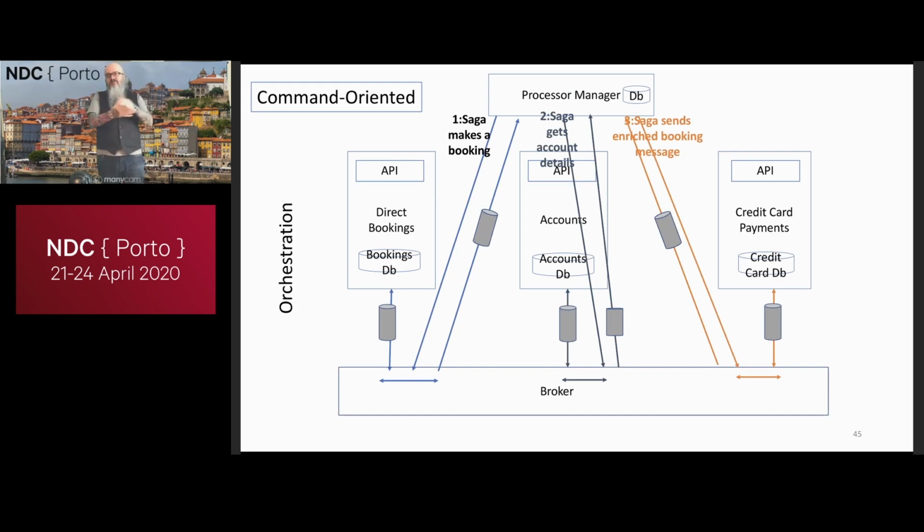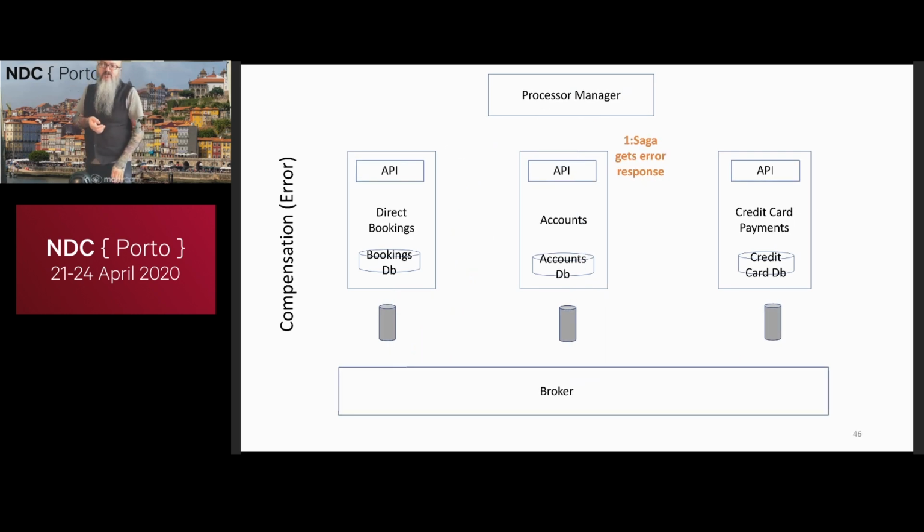What that gives us is a view of the process the whole time. We can always ask the process manager what state it's in. Now, we haven't really got any significant advantages at this point over using choreography, and we've actually got more coupling. So why might I want to do that? Generally, it's to do with how we manage errors.